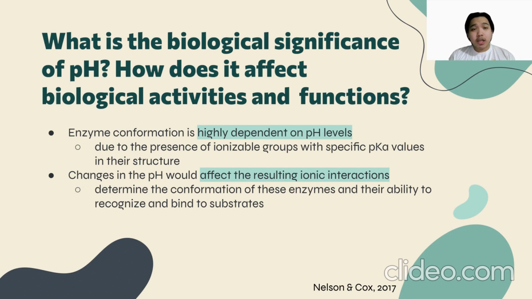Number 1, what is the biological significance of pH and how does it affect biological activities and functions? So biological activities and processes are sensitive to changes in pH. The activity of cellular components and biological macromolecules, such as enzymes, may also be altered if the pH deviates from the optimum range. The conformation of enzymes highly depends on pH levels due to the ionizable groups with specific pKa values which are present on their structure. Alongside this, changes in pH would affect the resulting ionic interactions, which would then influence the enzyme's ability to recognize and bind to substrates.